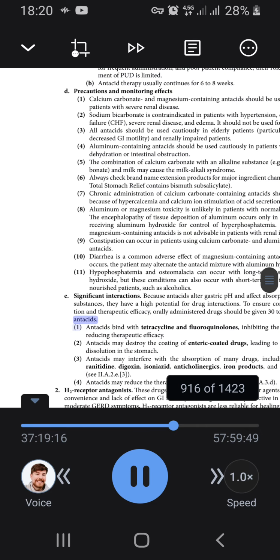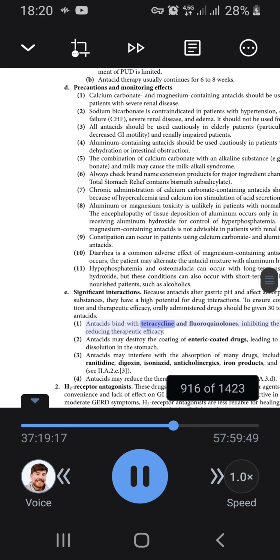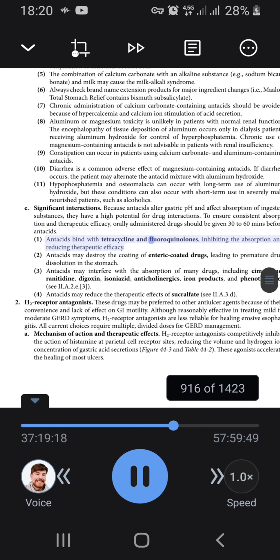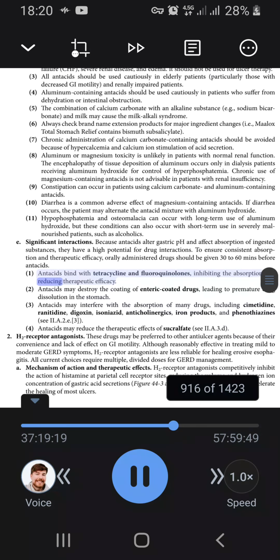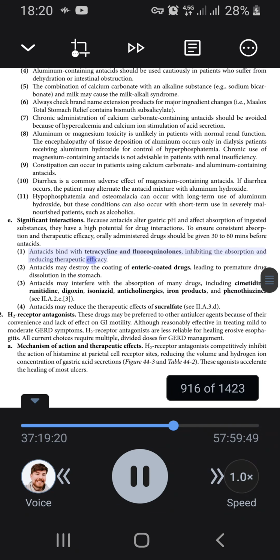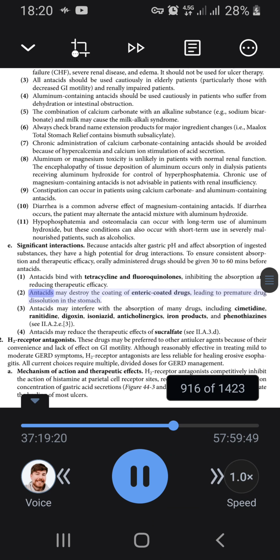1. Antacids bind with tetracycline and fluoroquinolones, inhibiting the absorption and reducing therapeutic efficacy. 2. Antacids may destroy the coating of enteric-coated drugs, leading to premature drug dissolution in the stomach. 3. Antacids may interfere with the absorption of many drugs, including cimetidine, ranitidine, digoxin, isoniazid, anticholinergics, iron products, and phenothiazines.